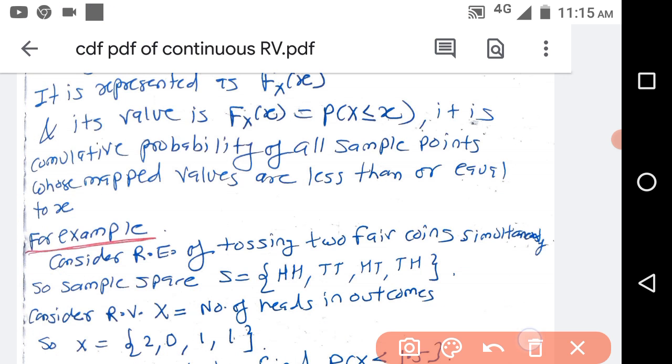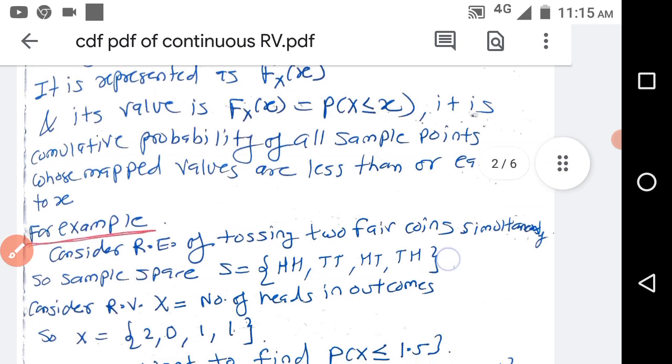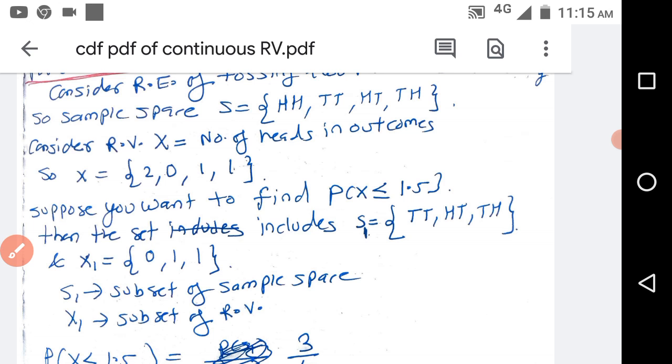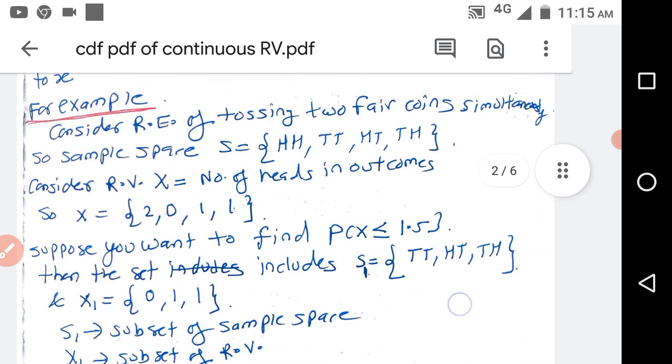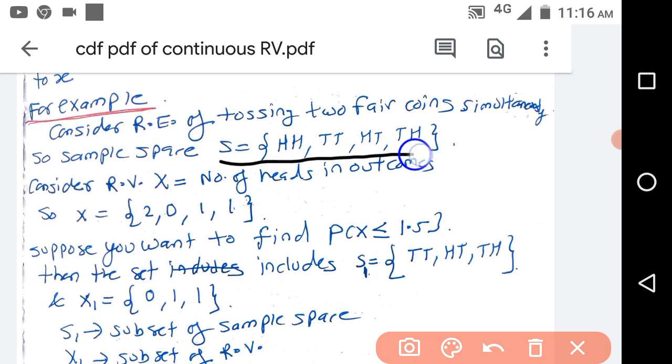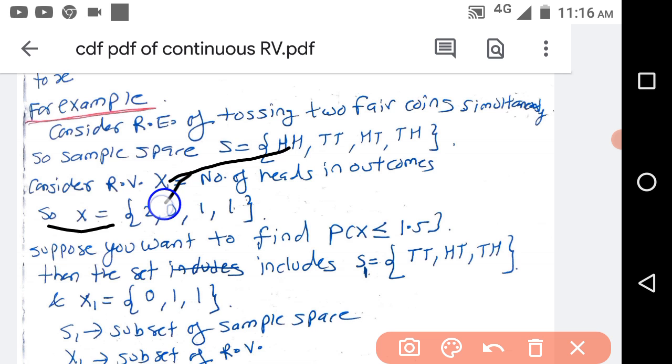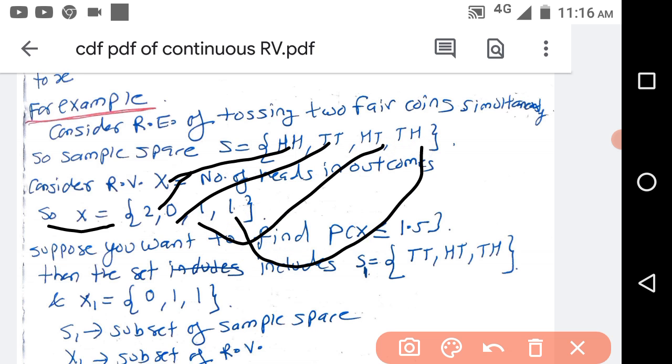Let us take a random experiment where we are tossing two coins simultaneously, and we have to see how many heads come in the outcomes. If two coins are tossed simultaneously, the sample space will be HH, that means head head, or TT tail tail, or HT head tail, or TH tail head. Let us see how many heads there are in these outcomes. That is the random variable X. It is 2 in the first case, 0 in the second case, 1 in the third case, and 1 in the last case.